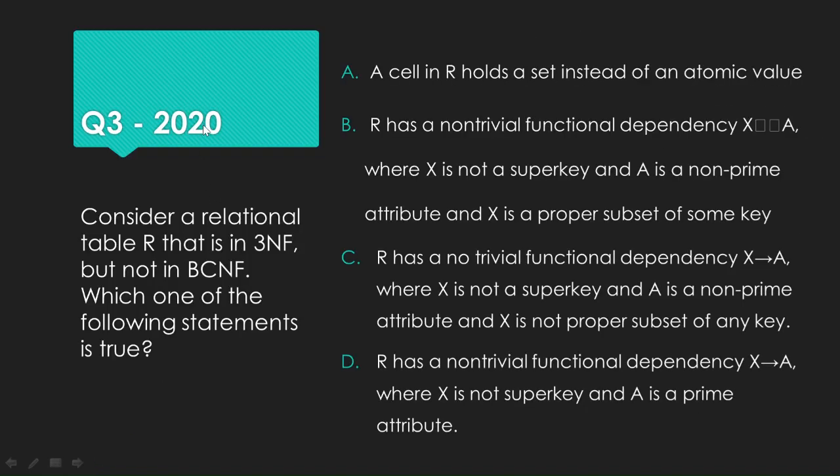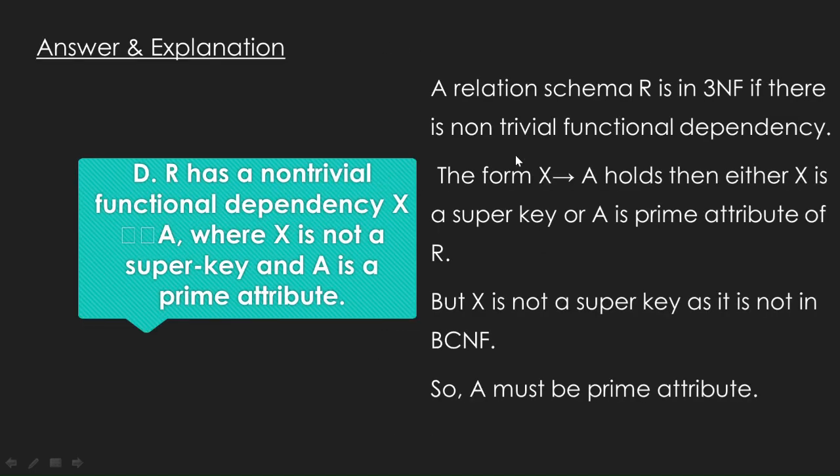Okay, this is question number 3. Consider a relational variable R that is in third normal form but not in BCNF. Which one of the following statements is true? The answer would be D: R has a non-trivial functional dependency X implies A, where X is not a superkey and A is a prime attribute. So this would be the answer of this question.